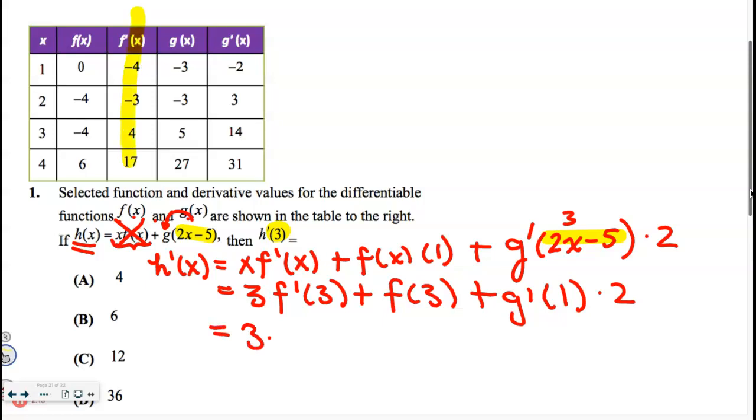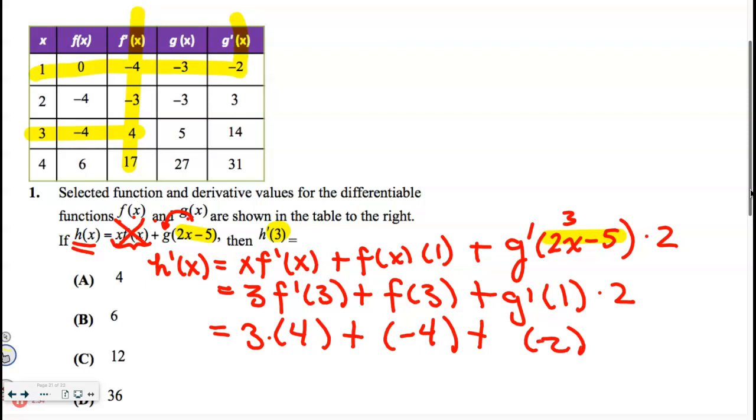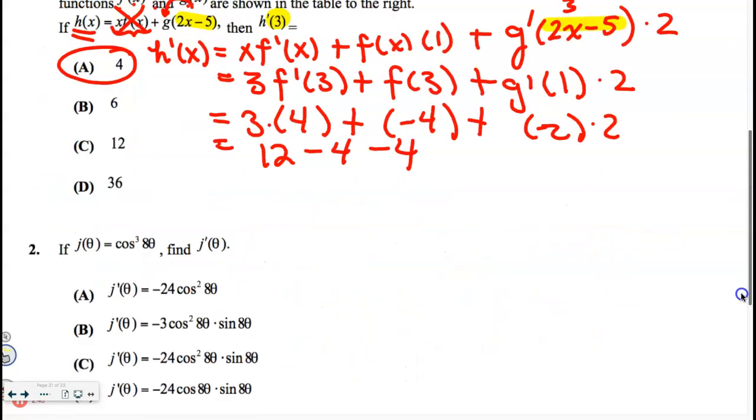So we have to go read our table for f prime of 3. F prime is right here, 3 is right here, so that'll be a 4. Plus f of 3, which is a negative 4, plus g prime of 1, which is negative 2, times 2. So it looks like we have a 12 minus 4 minus 4. Or 12 minus 4 is 8, minus 4 is 4, for an answer of A.